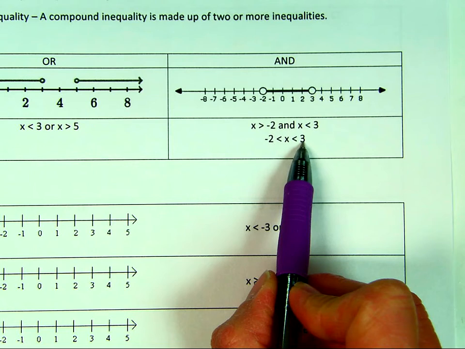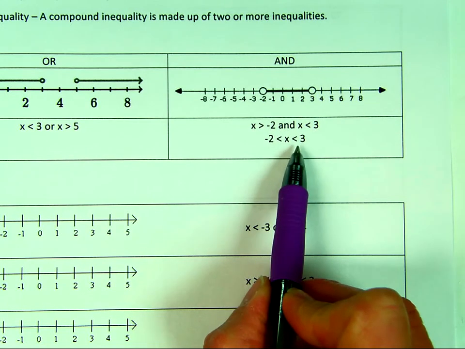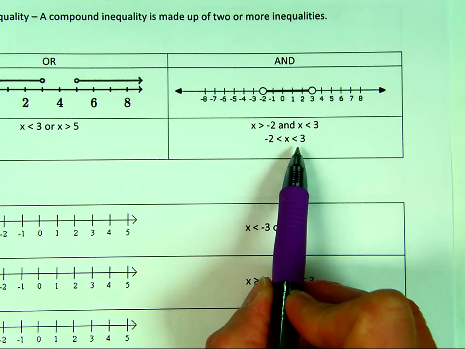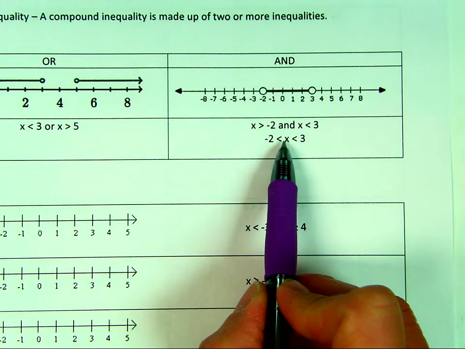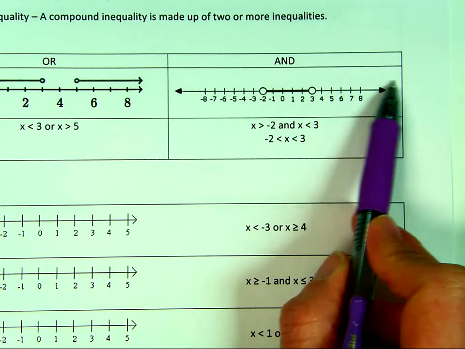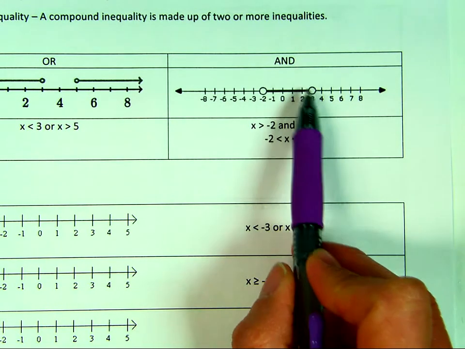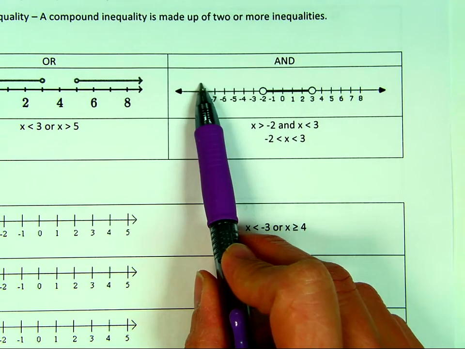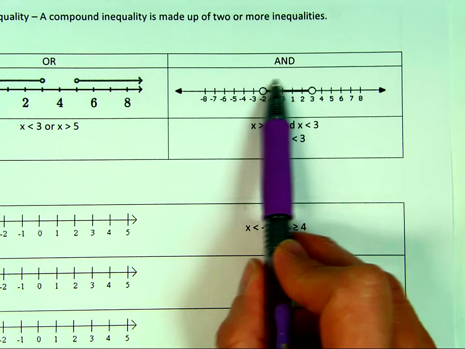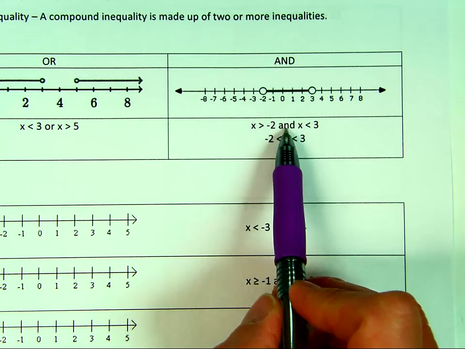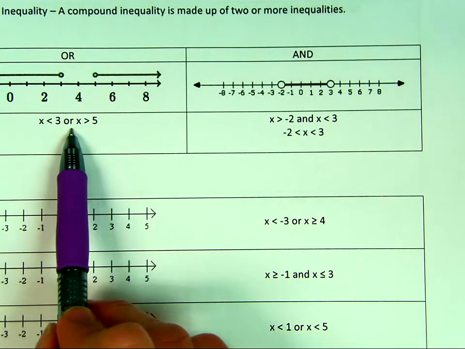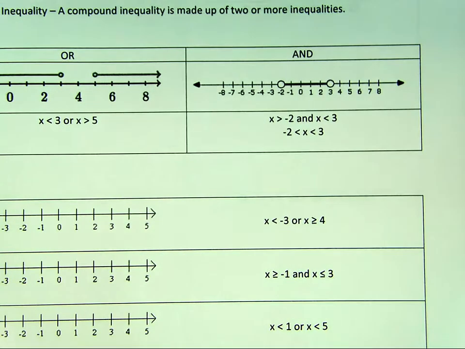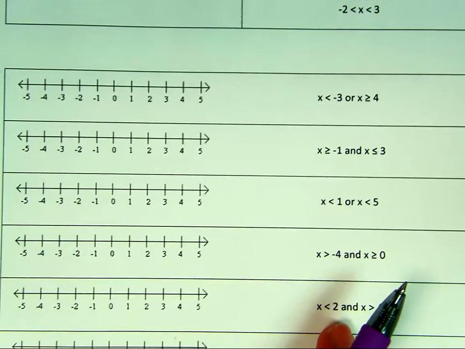For an and inequality, both things have to be true at the same time, and you're graphing where they are both true at the same time. Because I could graph x is greater than negative 2, that's from here all the way there forever, and x is less than 3, that's from here all the way there forever. But where does it happen at the same time? Just in here. So that's the difference. And this one is all of those and all of those. They don't have to be the same. It's either or.